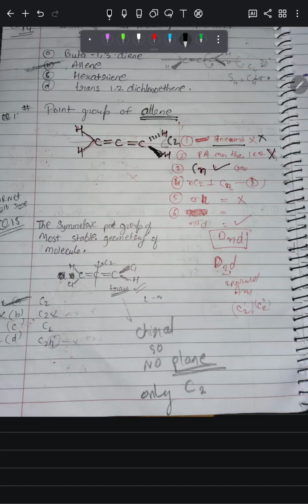And the fifth step, let's check whether it has a sigma horizontal plane or not. It does not have a horizontal plane, but it has a vertical plane, or a dihedral plane. So sigma d is present. So D2d is the point group of this molecule.